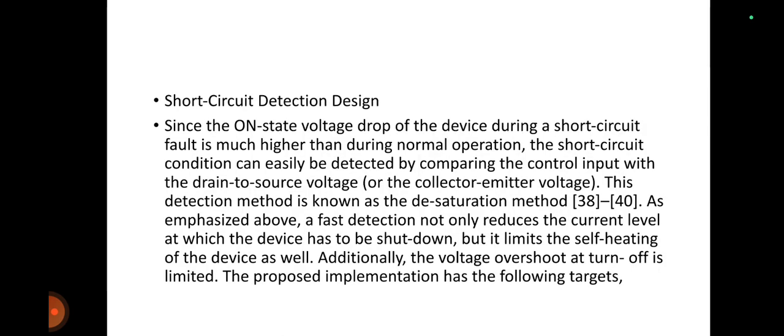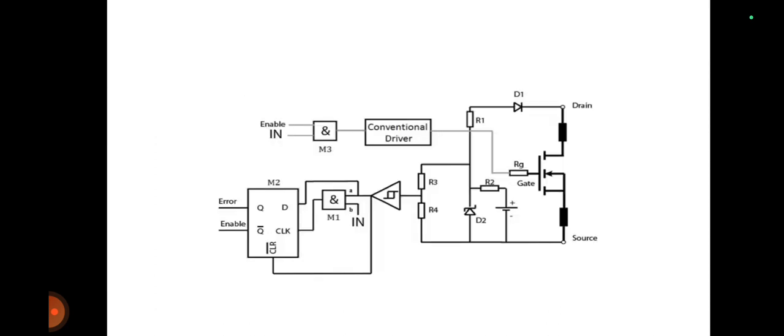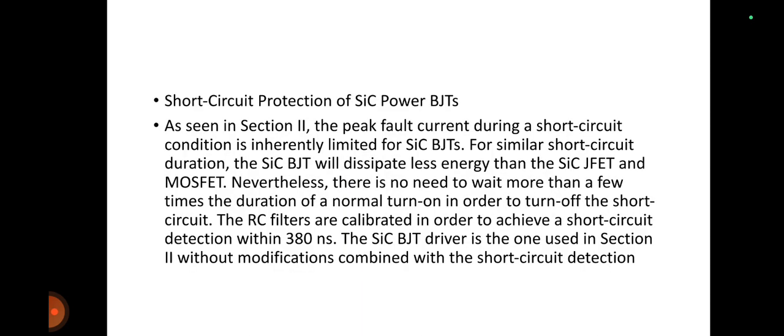As illustrated, we can see the on-state voltage drop of the device during a short circuit fault is much higher than during normal operation. As emphasized above, a fast detection not only reduces the current level, additionally, the voltage overshoot at turn-off is limited. The proposed implementation has the following targets. Here we can see in this diagram the enable, M3, conventional driver, R1, diode 1, R2, R3, R4, M1, error, enable, etc.